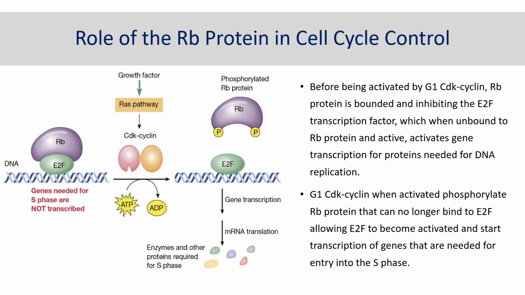So this is the role of RB protein in cell cycle control. The RB protein is initially bound to the E2F transcription factor in its inactive form, which inhibits gene transcription. The phosphorylation of RB protein by G1 CDK cyclin activates RB protein and releases it from the E2F transcription factor, which causes E2F to become activated and begin gene transcription that is needed for S phase entry.